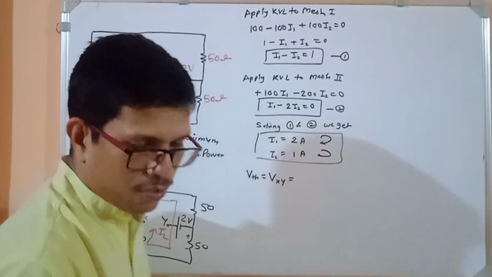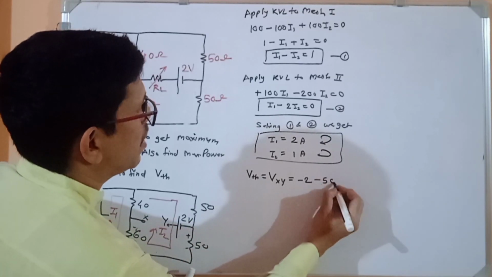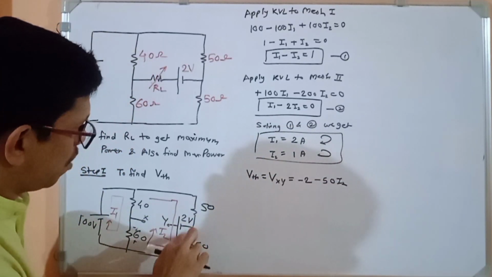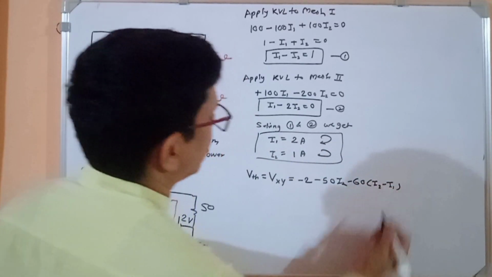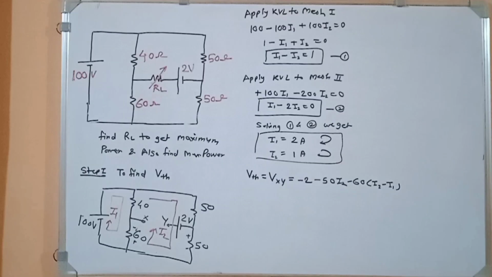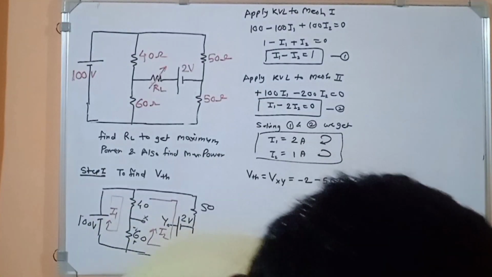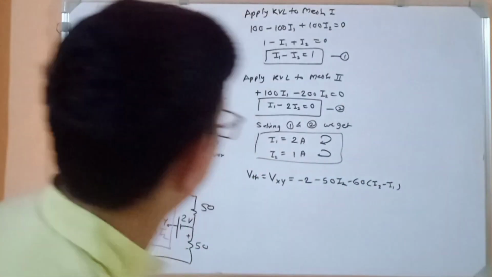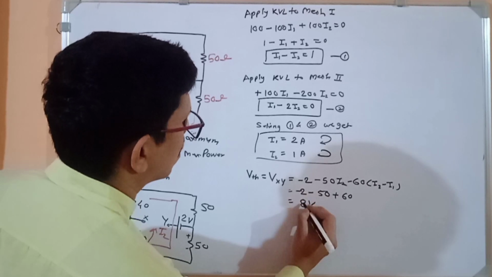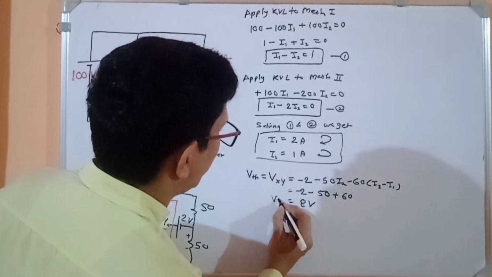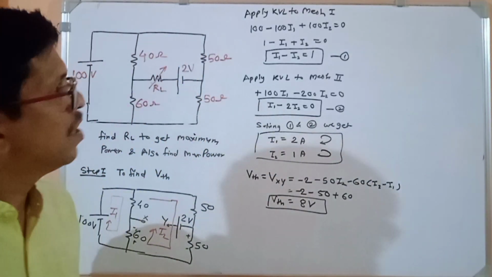Okay, so VXY is equal to what? Minus 2 minus 50 I2, as I am flowing from plus to minus, minus 60 (I2 minus I1). Solve this. It is 8 volt. So this is my VTH. VTH is 8 volt. I have got the first answer.